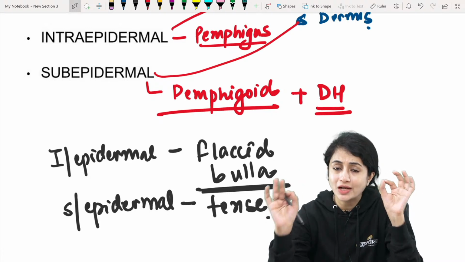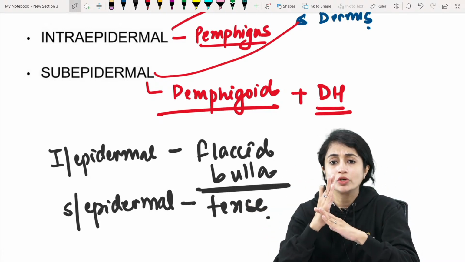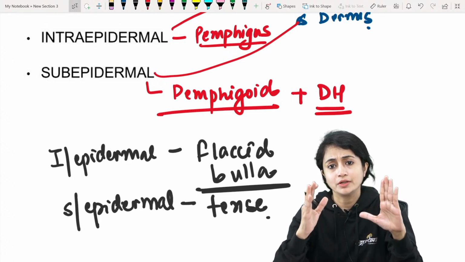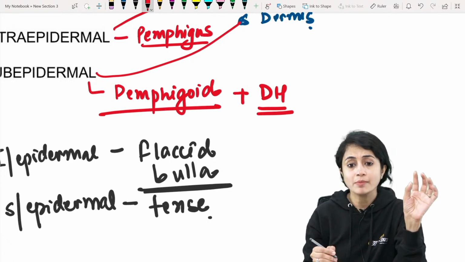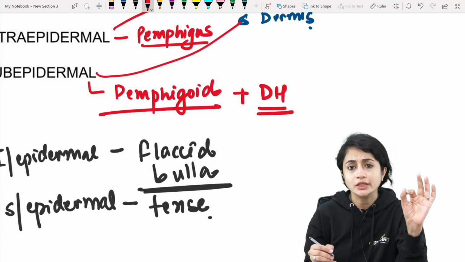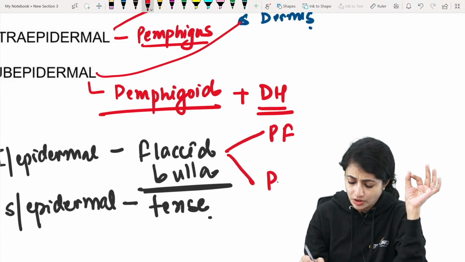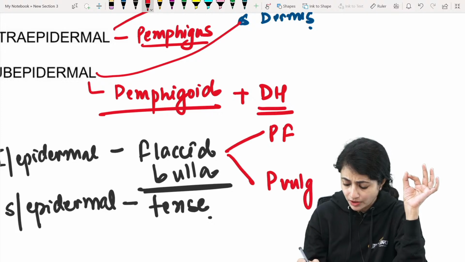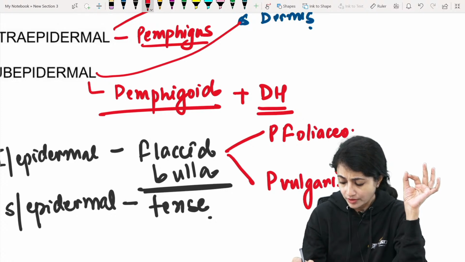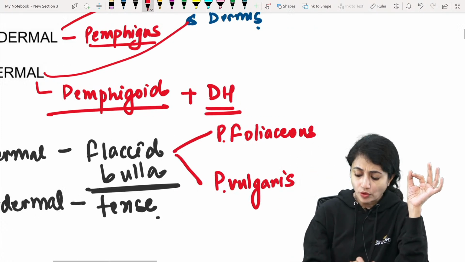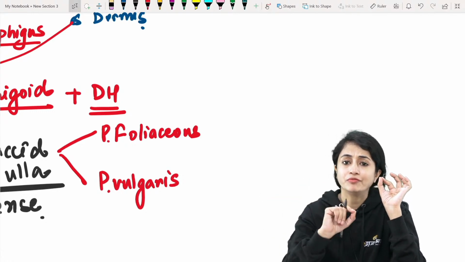So, if you have a flaccid bulla, it is an intraepidermal disorder, and if it is a tense bulla, it is a subepidermal disorder. Now, moving on from here, intraepidermal disorders, broadly, you should be knowing about two main types. Pemphigus foliaceus and pemphigus vulgaris. I told you they are called as pemphigus. Now, broadly, you should be able to differentiate between pemphigus vulgaris and pemphigus foliaceus.